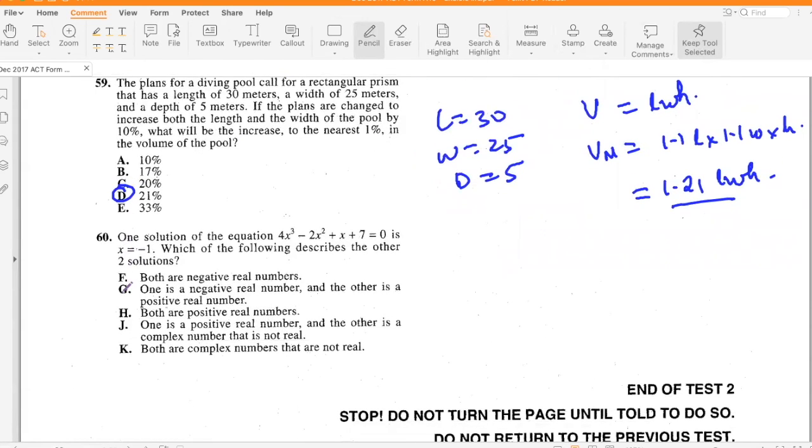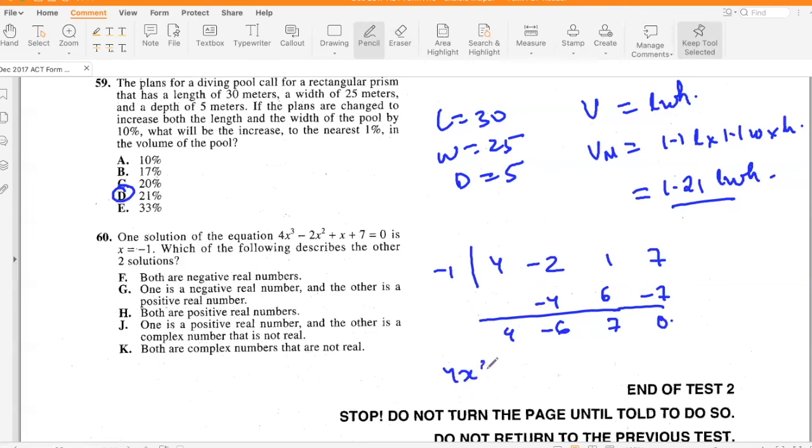One solution of this equation is x equal to -1. Which of the following describes the other two solutions? Okay, so I can use synthetic division to find the quadratic polynomial that we'll get. So 4, -2, 1, 7. And here I have -1. So this is 4, this is -4, -6, this is 6, so 7, and then -7, so 0. So 4x squared minus 6x plus 7, right? That is the quadratic polynomial I get.